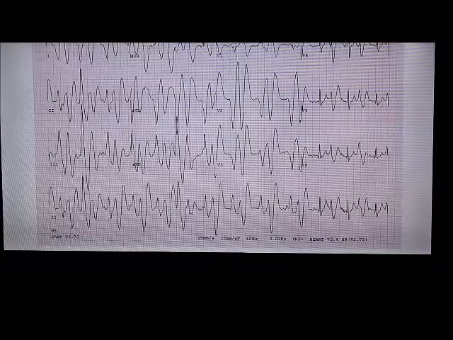Northwest. Okay, so axis is helpful if it's monomorphic VT. So if it's the same morphology you can know the axis, because you have lead one either positive or negative and aVF either positive or negative. If you have multiple morphologies, you cannot comment on axis because it's multifocal. What do you mean, bidirectional?